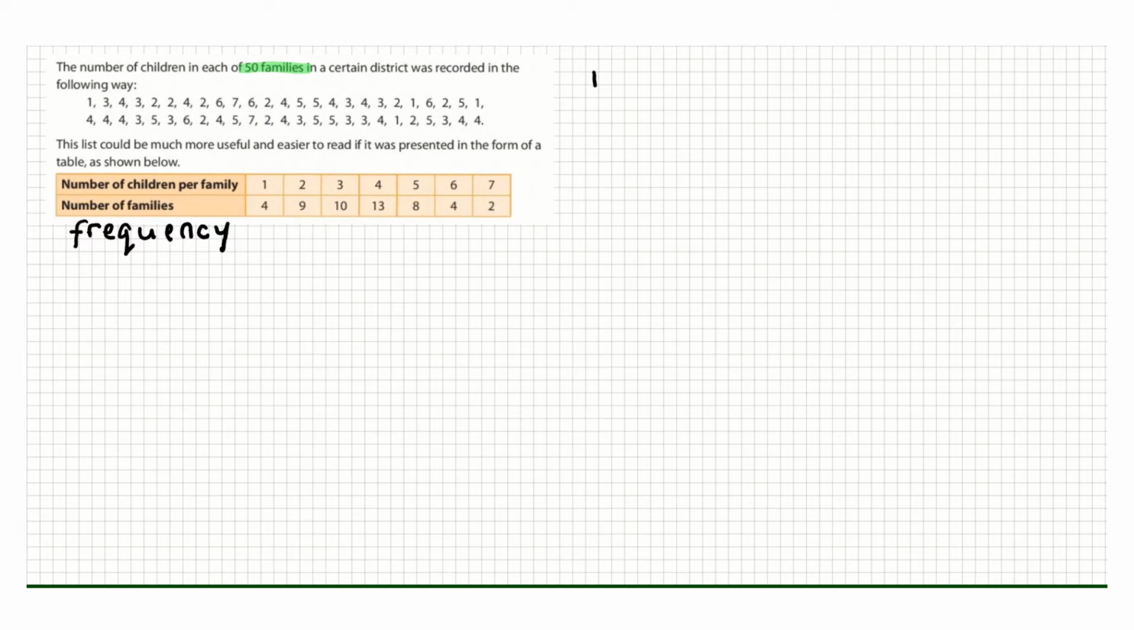We're just going to have a quick look up here. This symbol means the sum, which means to add, and the sum of f, where f stands for frequency. So the sum of the frequency equals 50. If you answer that question, I will expect you to write out 4 plus 9 and so on, but I have limited space here on my screen.